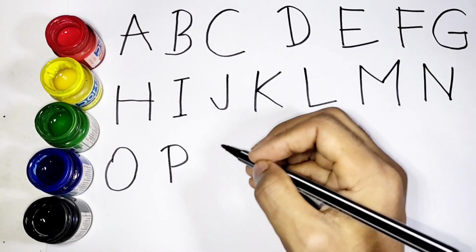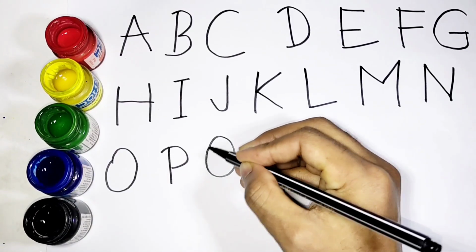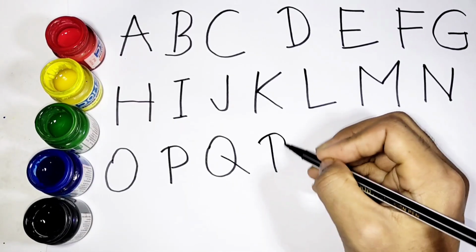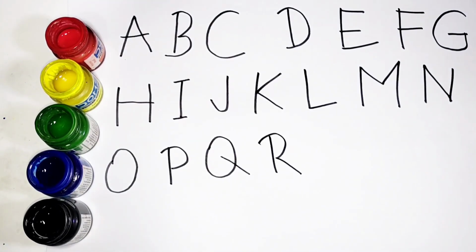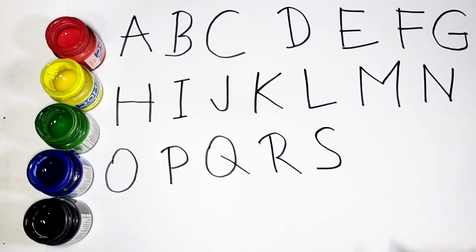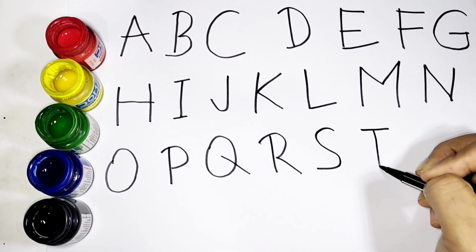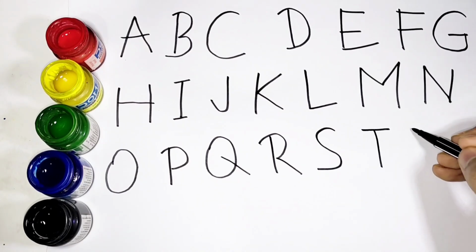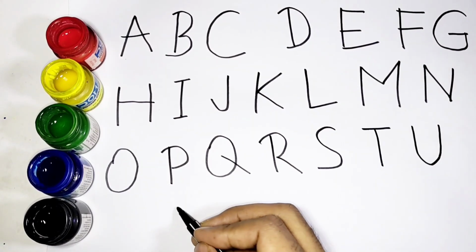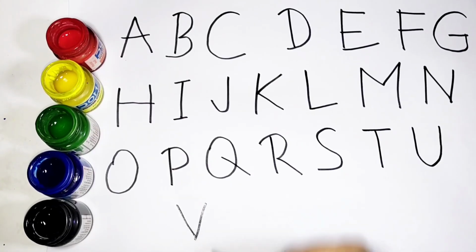P for penguin. Now we draw the alphabet of Q. Q for queen. The next one is R. R for rose, R for rice. S for sun. The alphabet of T. The next one is U. And now we draw the alphabet of V. V for vanilla.